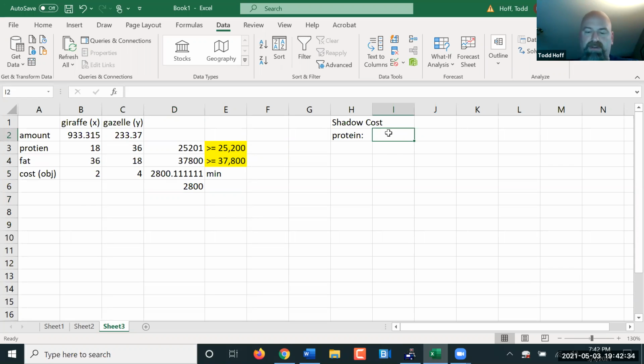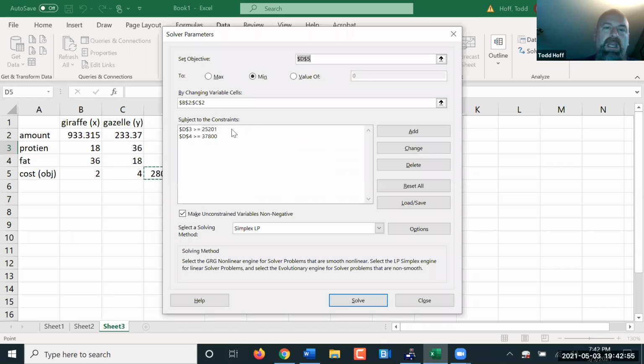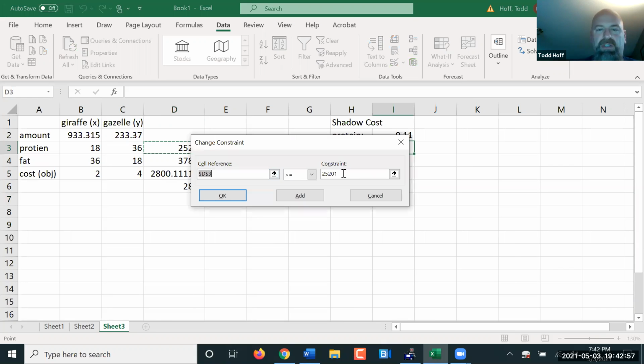So the shadow cost for protein: increasing the need for protein by 1 unit increased the cost by 11 cents, or 1/9 of a dollar, I believe is the way that WebAssign was expressing it. Well, let's look at fat, the shadow cost for fat. So what we're going to do is go back to our solver, and we'll change this constraint back to 25,200, back to what it was before.